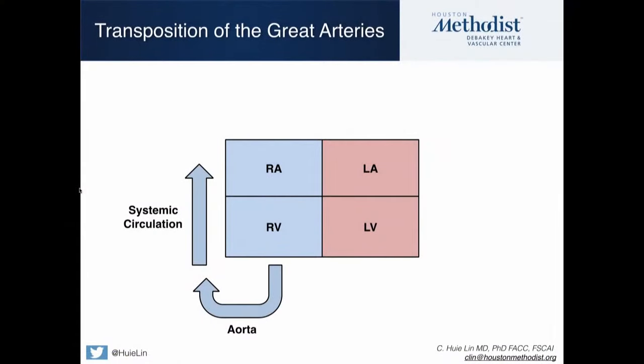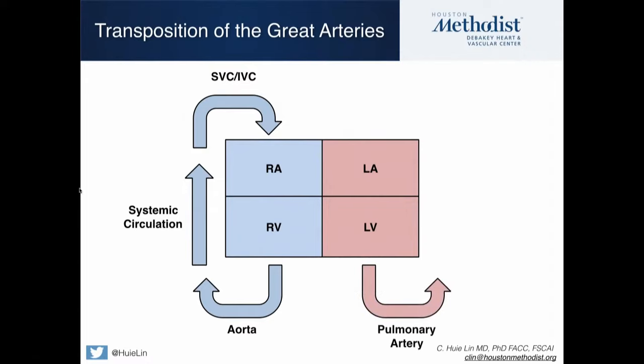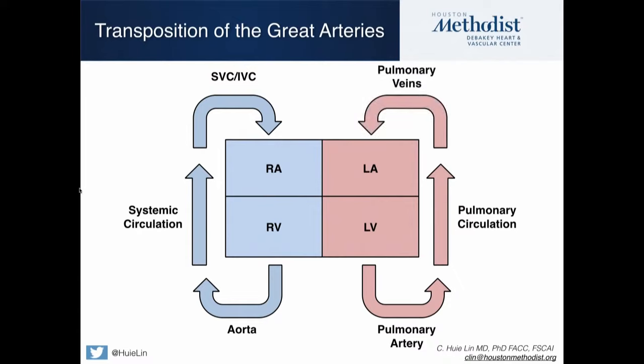And of course, what that means is that once this baby is born, they have blue blood coming from the right side of the heart going to the aorta and the systemic circulation, coming back, of course, bluer through the systemic venous circulation. Because their circulations are in parallel, they have the red blood going through the left side of the heart, going to the pulmonary circulation through the lungs, coming back redder, if you will, through the pulmonary venous circulation. Of course, this is not compatible with life.